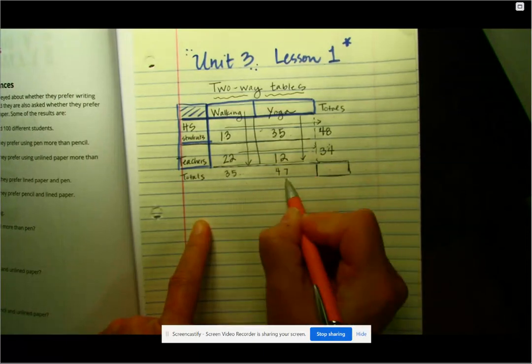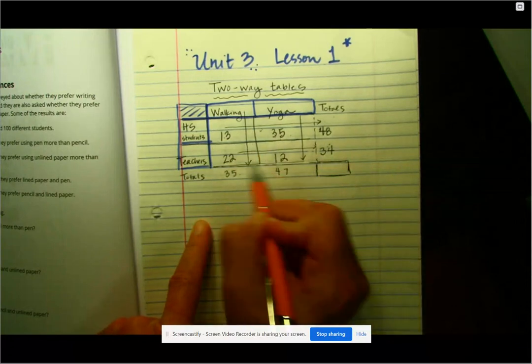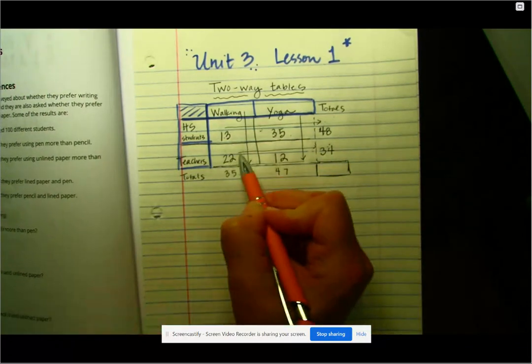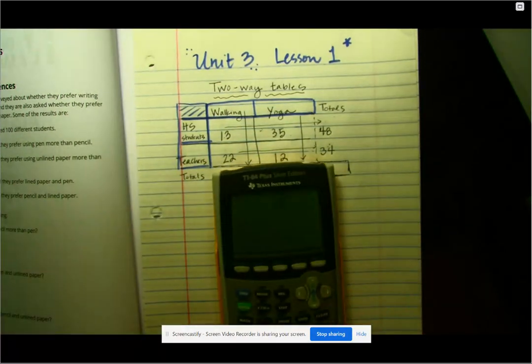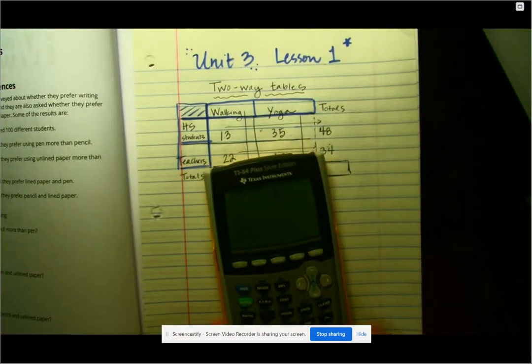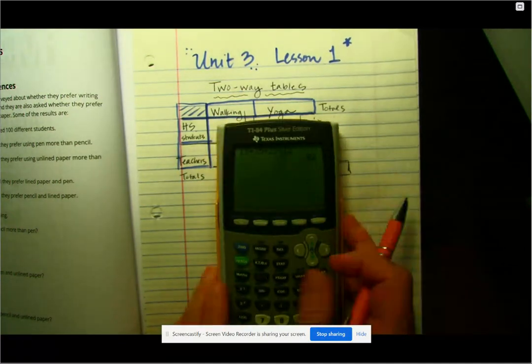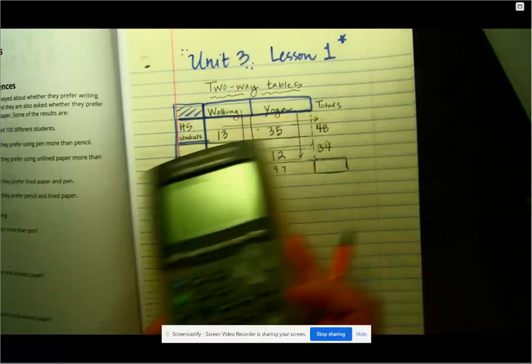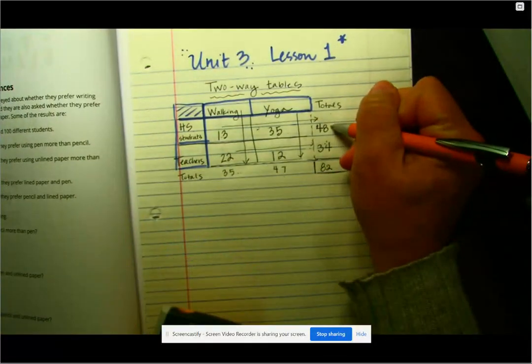One way to make sure you've added it all up correctly is that these four numbers should be everybody surveyed, right? So if I add those up, don't want to make any mistakes. I see we surveyed 82 people. And that should jive with the totals here.